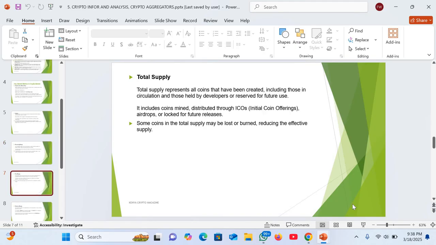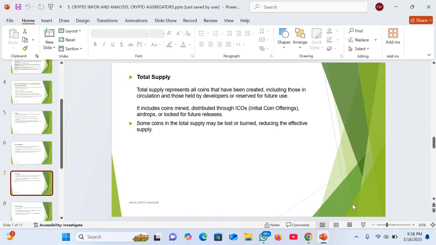So the next thing that we are going to cover is total supply. Total supply simply represents all coins that have been created, including those that are in circulation and also those that are held by developers or those that are reserved for future use. And it also includes coins that are yet to be mined, and they are distributed through what we call initial coin offerings, airdrops, locked or future releases.